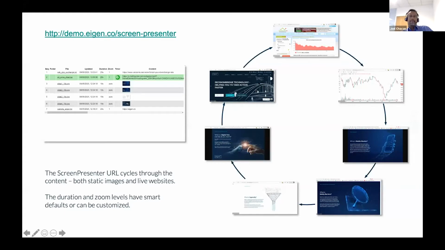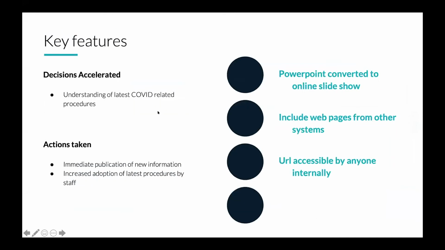So what Joel just showed you there was Screen Presenter cycling through a set of screens that the user configures by putting stuff in a folder. The decisions that this helped accelerate was being able to understand the latest COVID-related procedures on an offshore asset. The action that people could take was to immediately publicize new information. Previously, this had to be emailed, so they would be sending around PowerPoints, each of which is many megabytes, daily to people's inboxes.